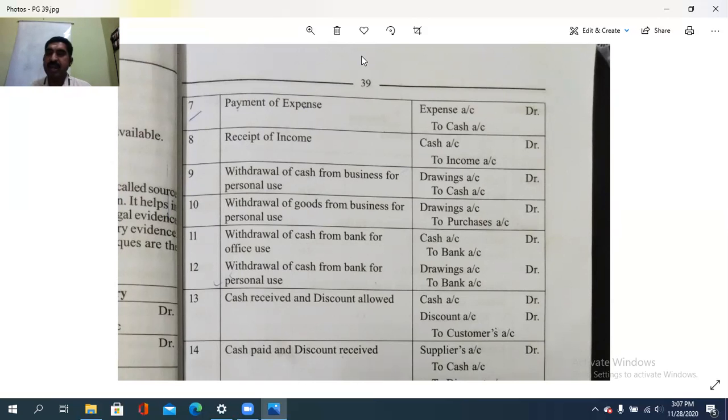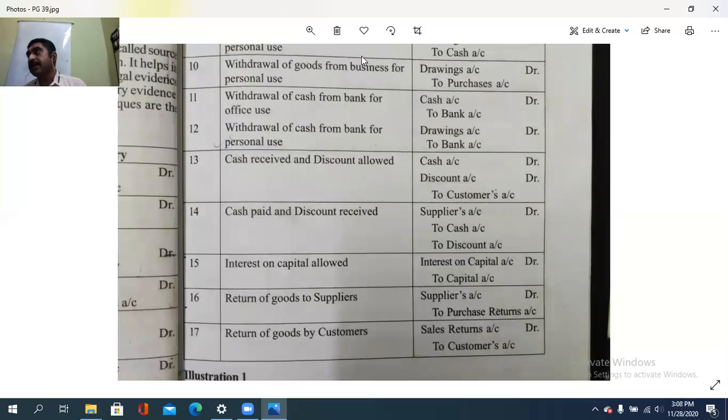And cash paid and discount received. So supplier's account debtor to cash and to discount received. So it is an income. That is why. Supplier's account debtor to cash and to discount received.